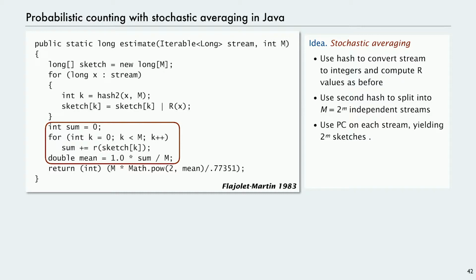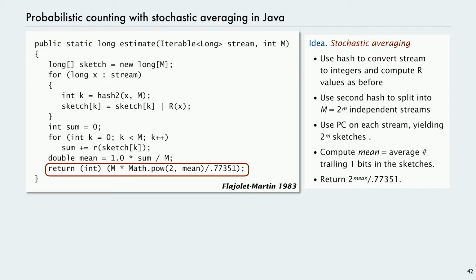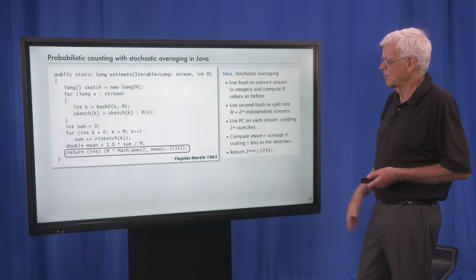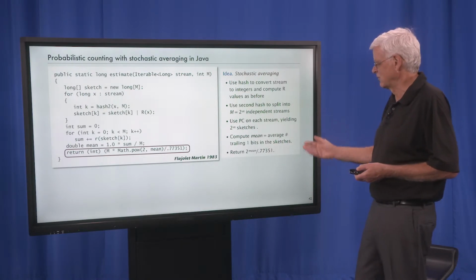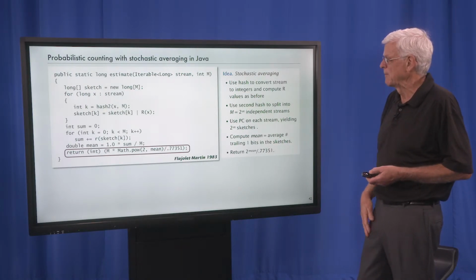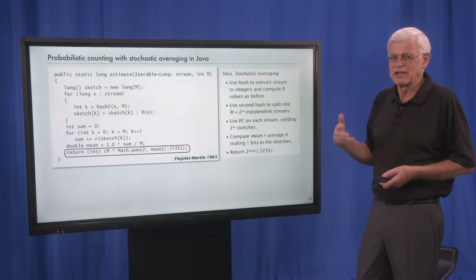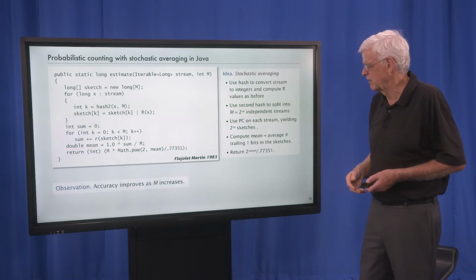And then we just use the PC on each stream and get the sketches, and then we compute the average value of the trailing 1 bits in the sketches, and return 2 to that power divided by 0.77351. That's all in the original Flajolet-Martin paper in 1983.